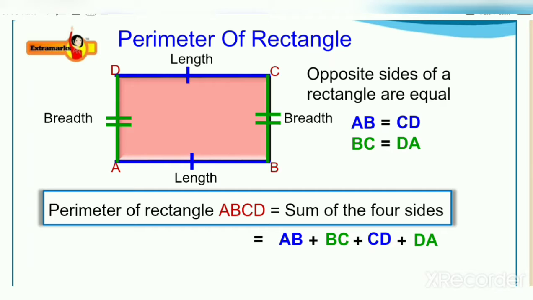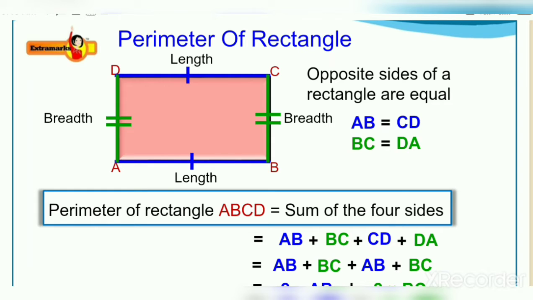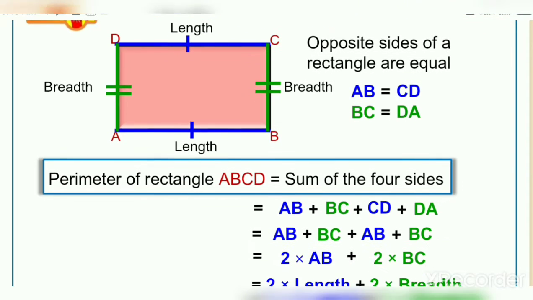Now, AB plus AB is equal to 2AB. BC plus BC is equal to 2BC. It means that now we can write the equation as 2 into (length plus breadth).